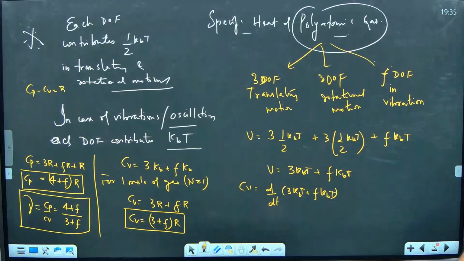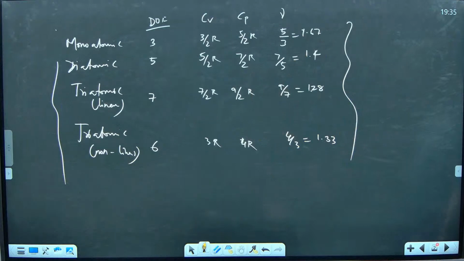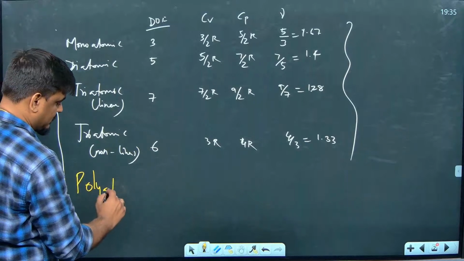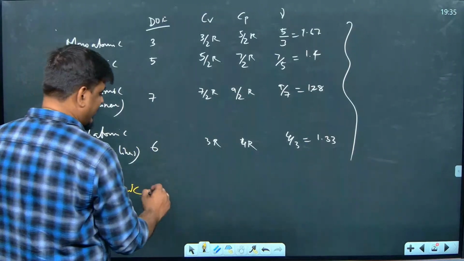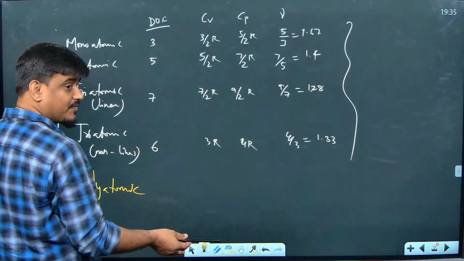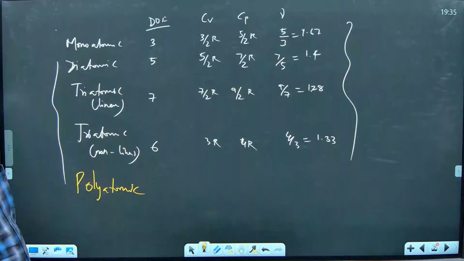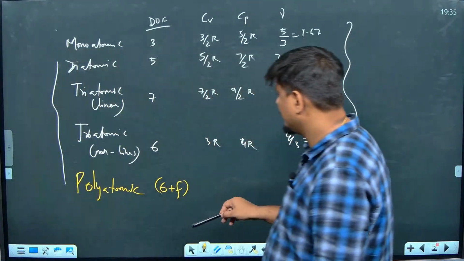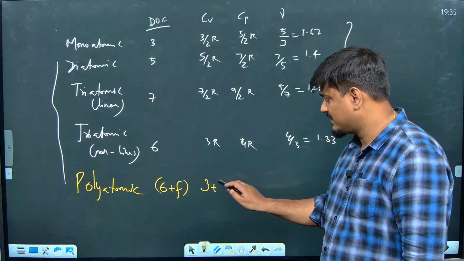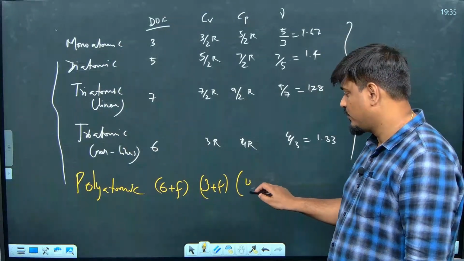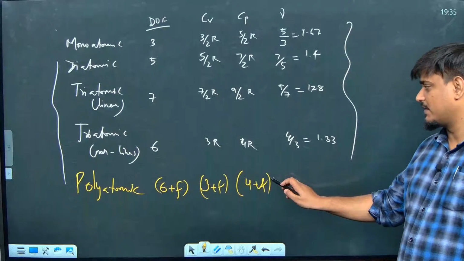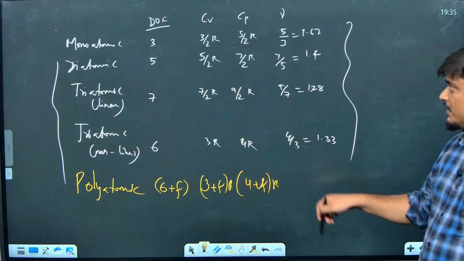Yes, sir. Okay. So if I add this, here for polyatomic, the degrees of freedom will be how much? You can say 6 plus F. And what is Cv? 3 plus F. What is Cp? 4 plus F. Yes, obviously R will be there. And what will be gamma?